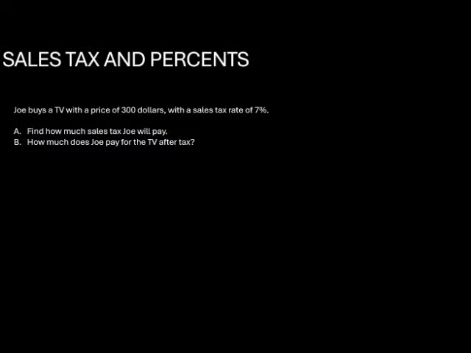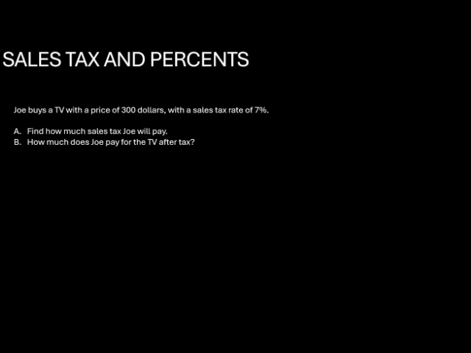Here we'll use our principles of percents, parts, and wholes to calculate sales tax. In our previous problem, we had Joe buy a discounted TV for $300. Let's say Joe buys that TV at $300 with a sales tax rate of 7%. Part A asks to find how much sales tax Joe will pay.